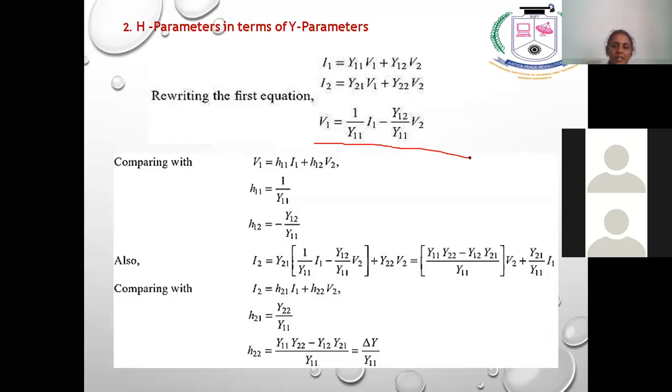Now we are going to compare this with the I2 equation. So you have to find out the coefficient of I1 and V2. So the H21 value will be equal to Y21 by Y11. And the H22 value will be equal to Y11 Y22 minus Y12 Y21 divided by Y11, which is equal to del Y by Y11. So we have got all the 4 values. H11 is equal to 1 by Y11. H12 is equal to minus Y12 by Y11. H21 is equal to Y21 by Y11. H22 is equal to del Y by Y11. Okay, so four values we have got.